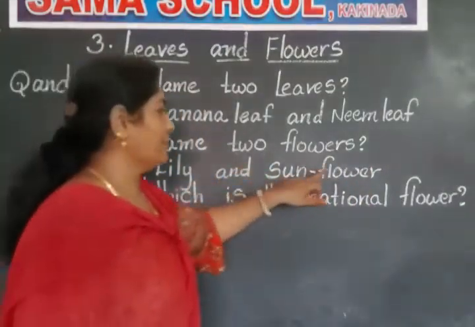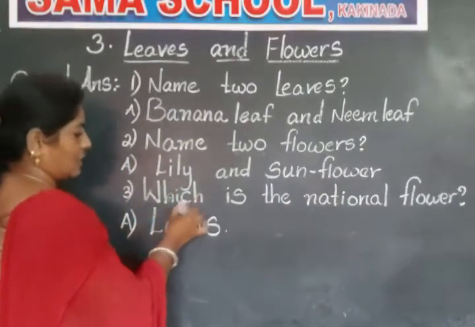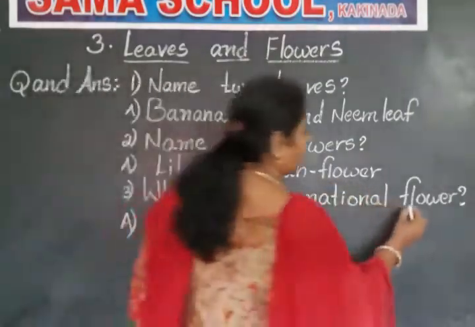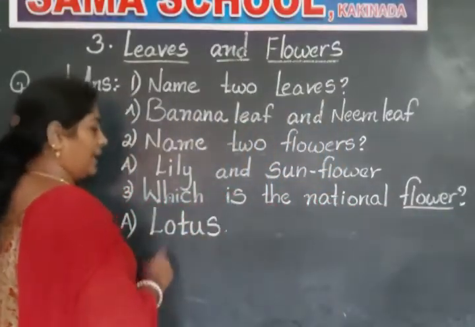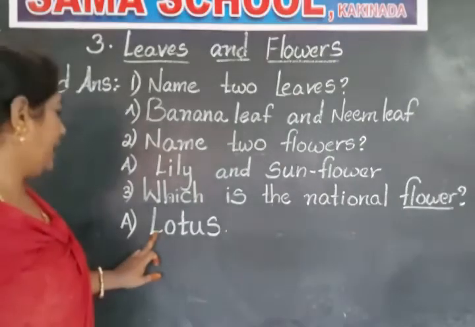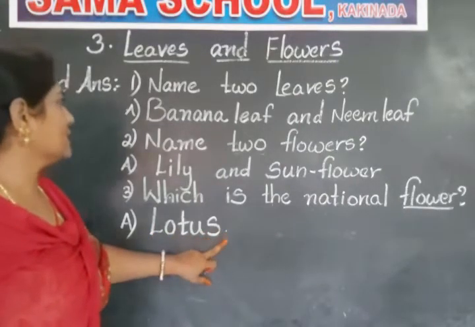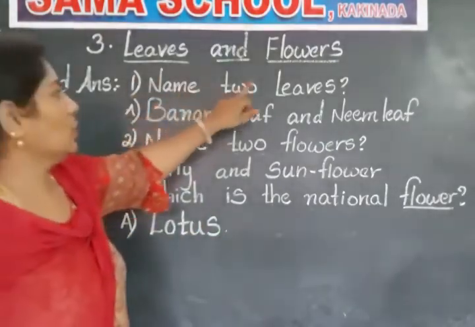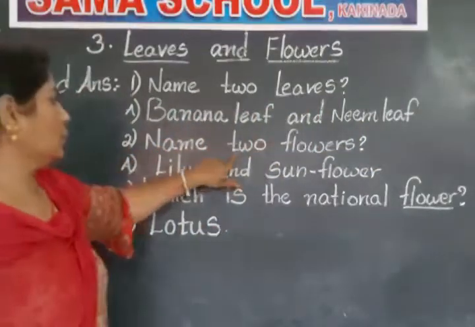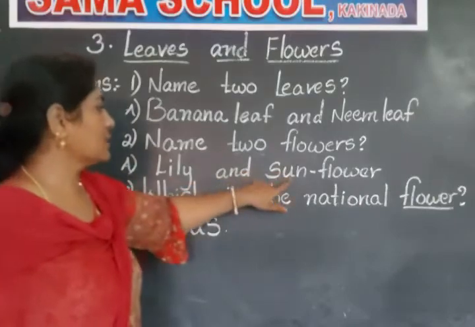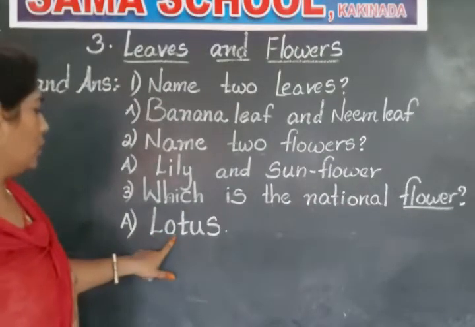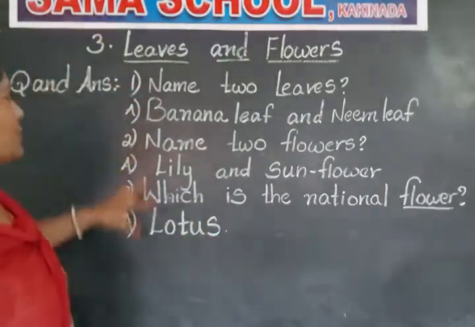Lily and sunflower. Okay, last one, third question. Which is the national flower? You have learned in the prep class which is our national bird. Here flower is there. Which is our national flower? Lotus, L O T U S. Once again, name two leaves: banana leaf and neem leaf. Name two flowers: lily and sunflower. Which is the national flower? Lotus, spelling L O T U S. These are the questions of leaves and flowers.